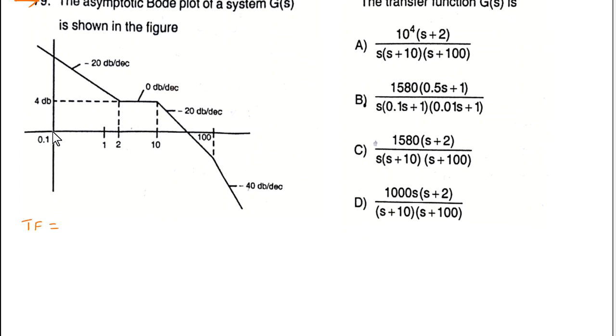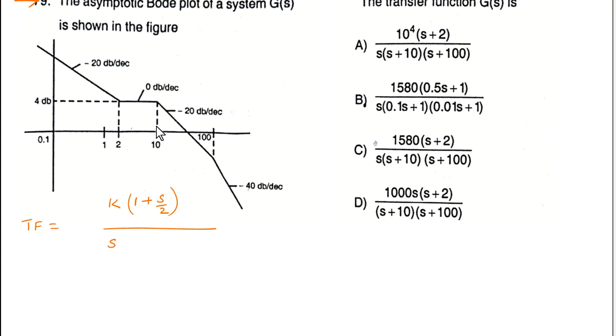See here, there is a pole at the origin. So there is one pole at the origin, so I will write s here. Now after that, at omega equal to 2, there is a zero added to it. So what I can do is add 1 plus s by 2 here. I'm writing it in standard form and I'll take the gain as K.